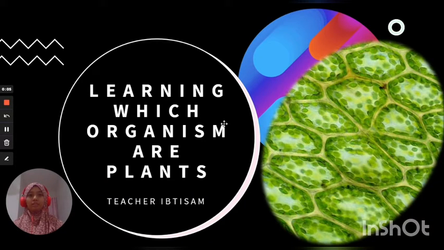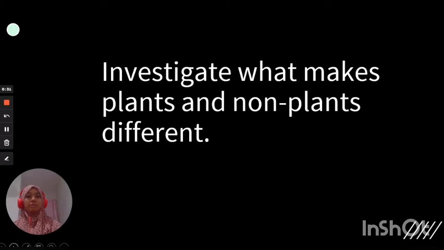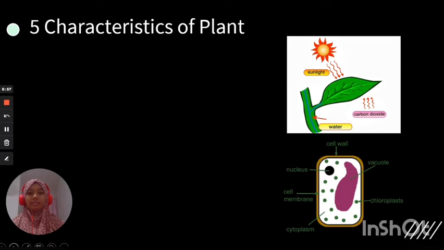Okay, now we continue learning about which organisms are plants. In this lesson we will investigate what makes plants and non-plants different. Okay, so not all green things are plants, but plants will definitely be green. Here are the characteristics of plants that you have learned, I think early this year.